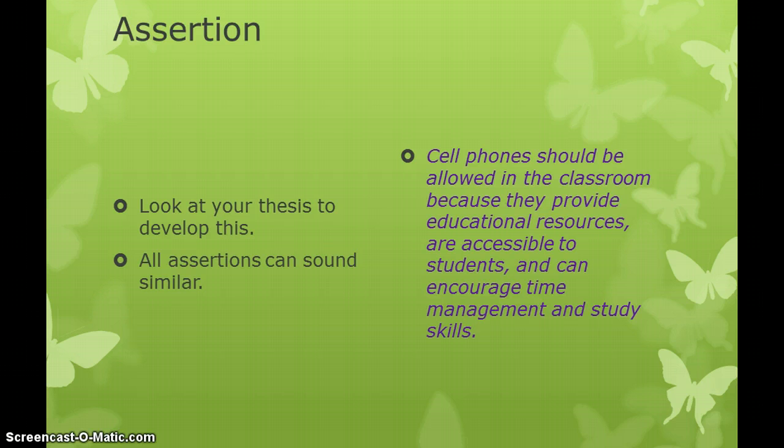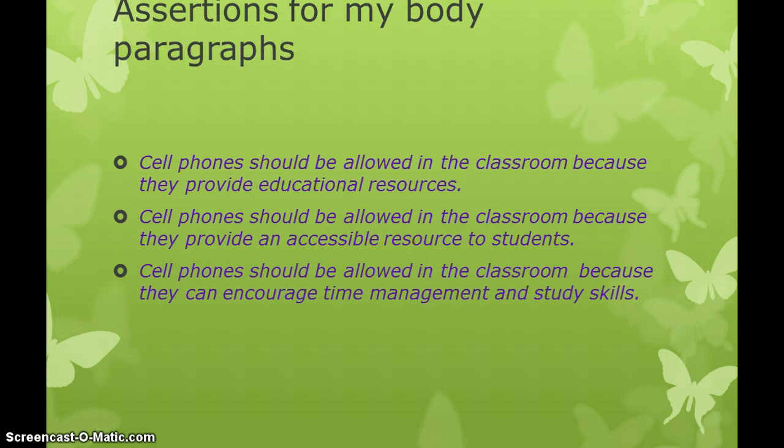To find an assertion, you're going to look at your thesis to develop this. Your assertions in your body paragraph should parallel what you've already provided in your very first paragraph of your introduction, and all assertions might sound very similar. So on the purple on the right-hand side of your screen, that is my thesis, that cell phones should be allowed in the classroom because they provide educational resources, are accessible to students, and can encourage time management and study skills.